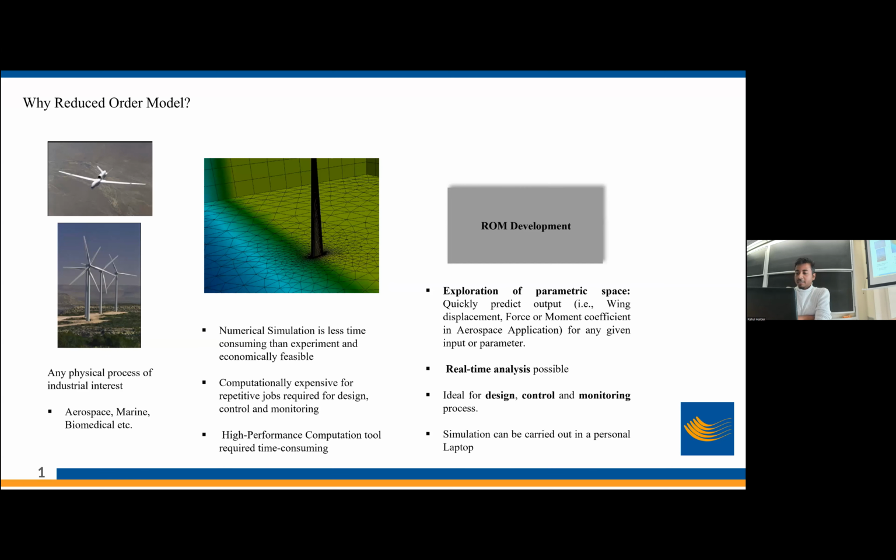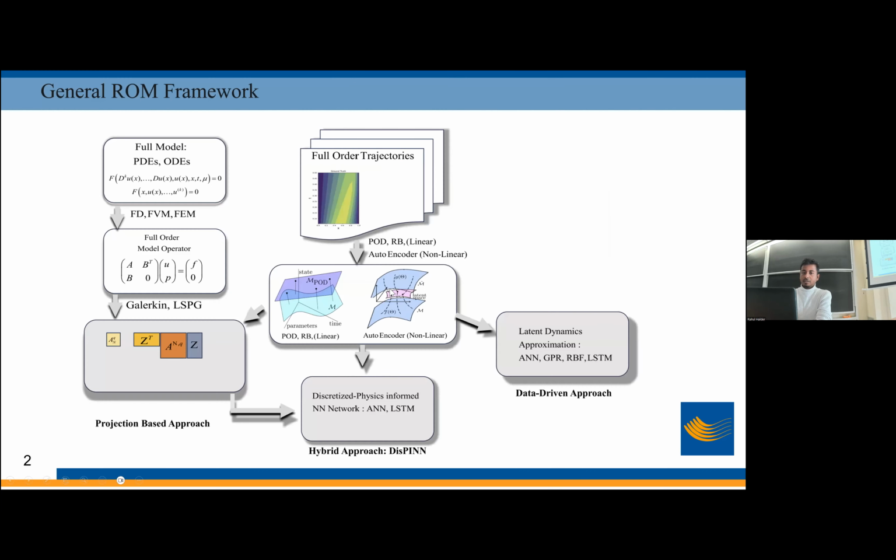Especially it helps in the exploration of the parametric space, so you can quickly predict the output over any parameter of interest. Once you have developed the reduced order model, real-time analysis is also possible, which helps in control of any industrial product. And we can carry out the simulation on a small laptop without much computational power. So being said, what is the general ROM framework and where exactly does our discretized physics-informed neural network stand?